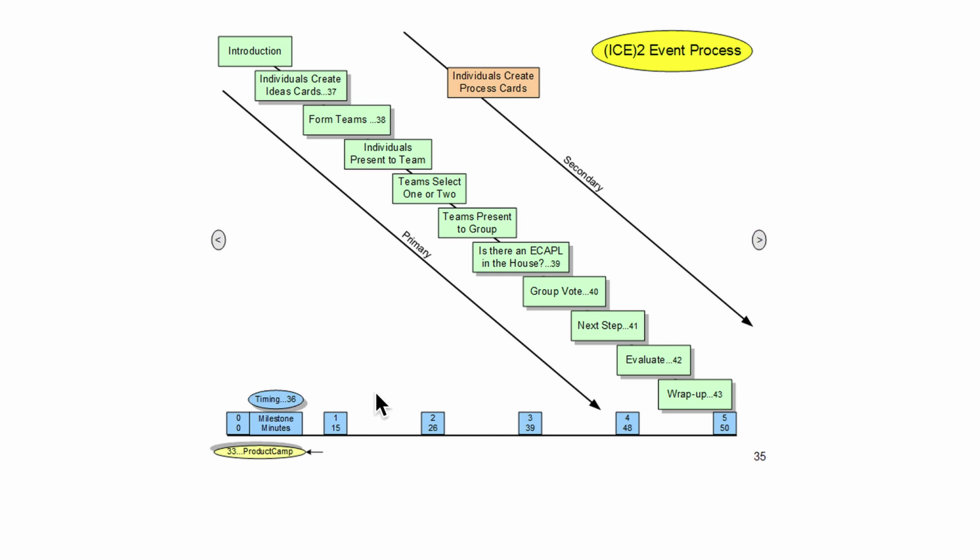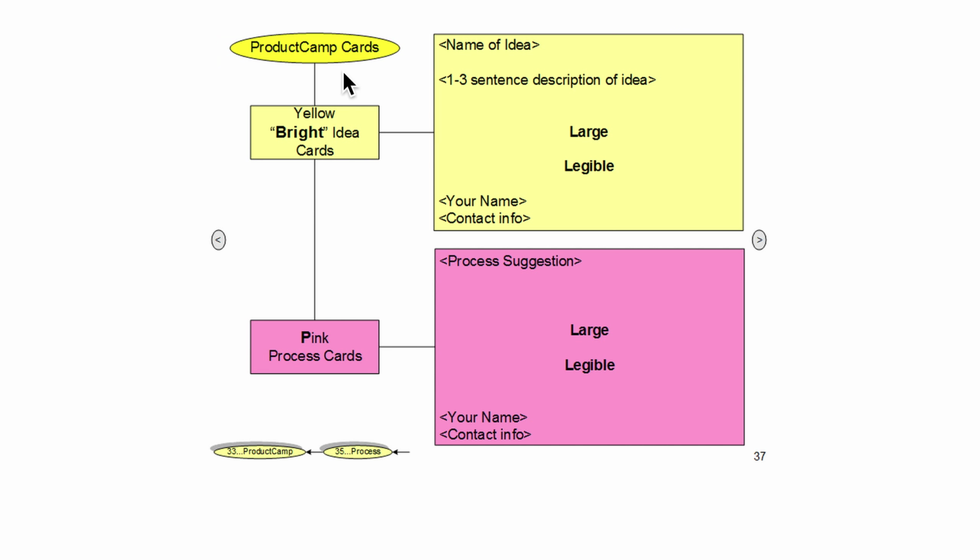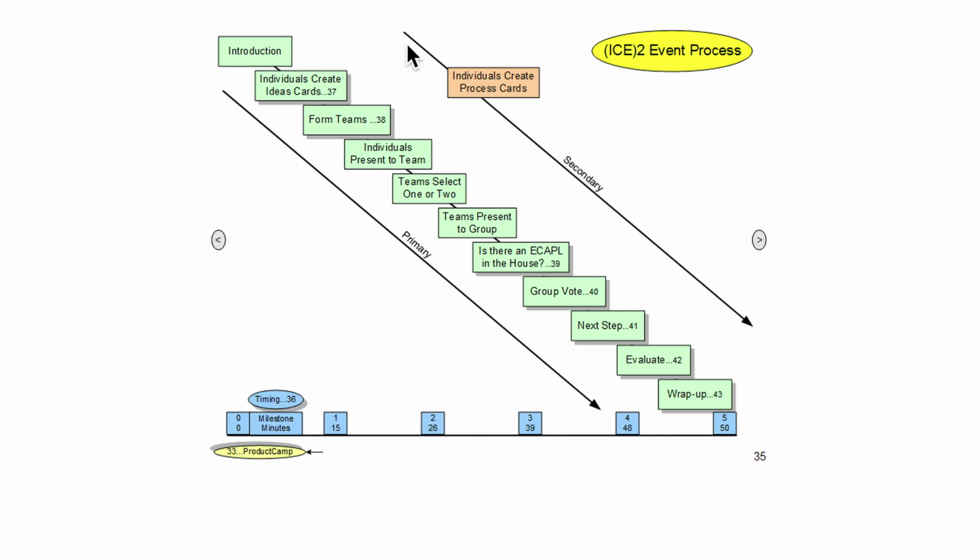So that's what's down here, and then here are the actual steps in the process. We're going to have people generate idea cards where they present what their idea is for reaching the goal. In parallel with that, they're presenting pink, or process, cards that say, okay, here's how we can change the process if we need to. So that's identified here as a secondary thread that's going on.